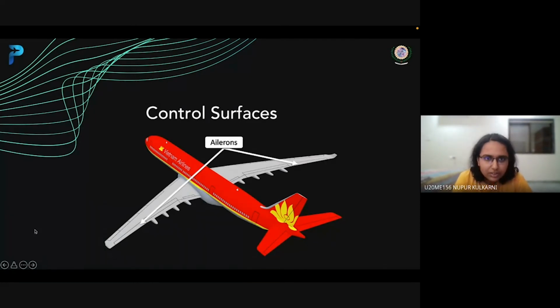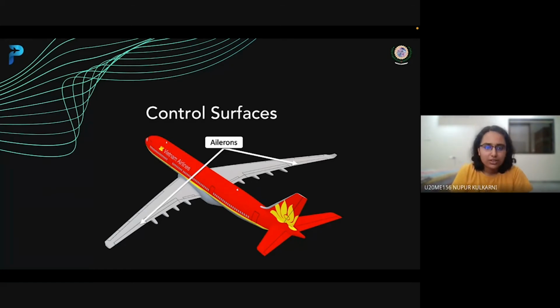Before starting with control surfaces, I would like to introduce the three axes. The axis which is acting along the fuselage, parallel to the fuselage, is termed the longitudinal axis. Then we have the vertical axis, and the axis which is along the wing is the lateral axis.